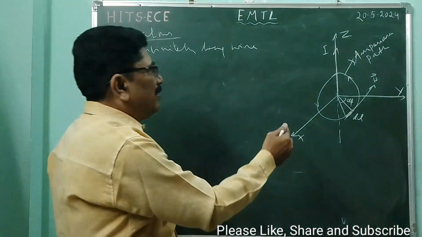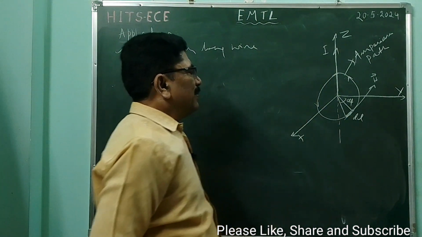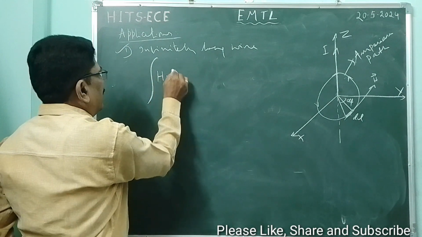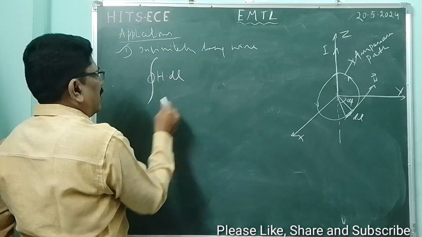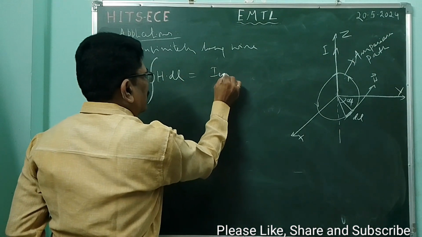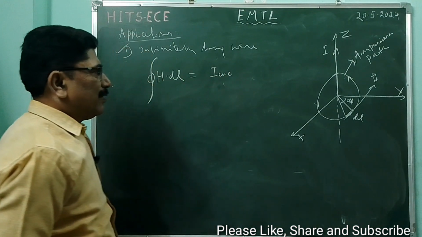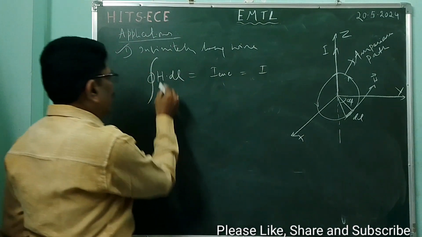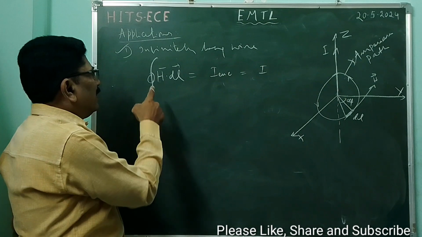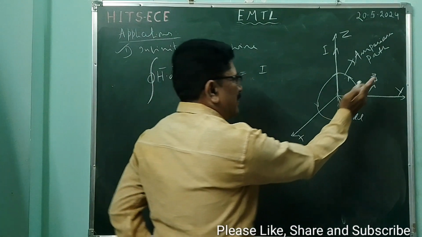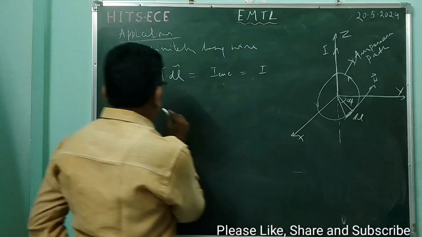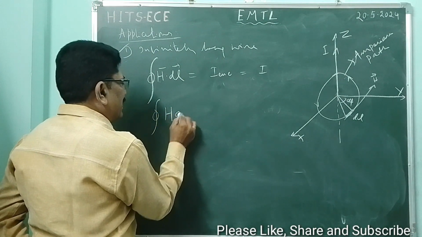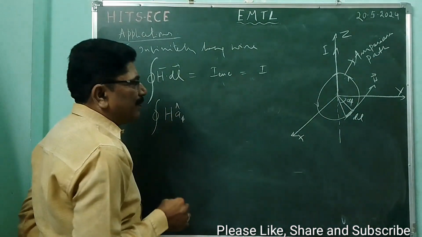I have considered an infinitely long wire, and I have considered the Amperian path. Now let us find the integral of H dot dL. H dot dL is equal to I enclosed. So I enclosed is nothing but the current I. What is H dot dL? H is tangential, that is, H is in the direction of aφ cap.